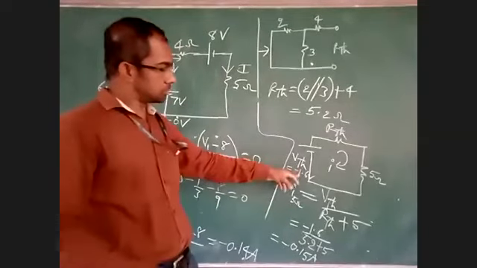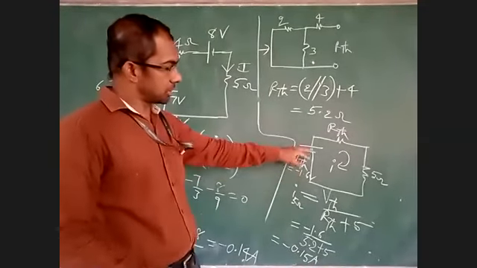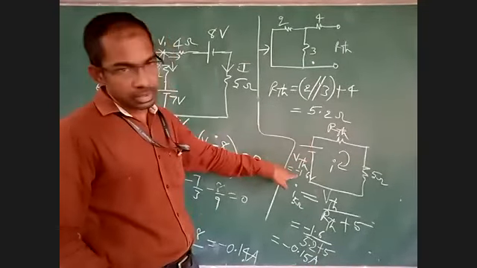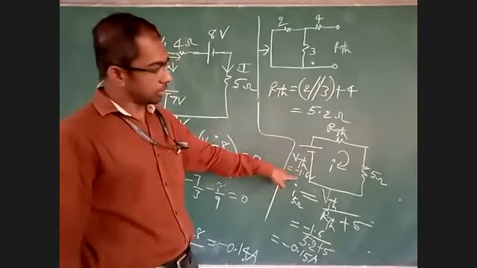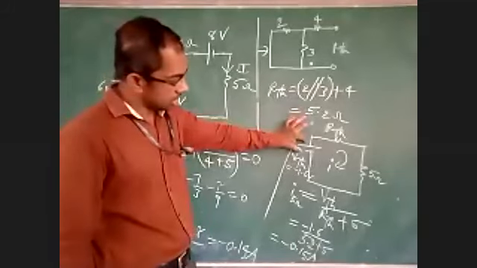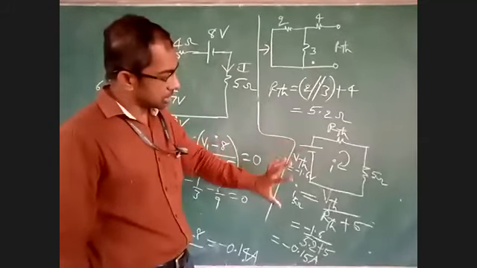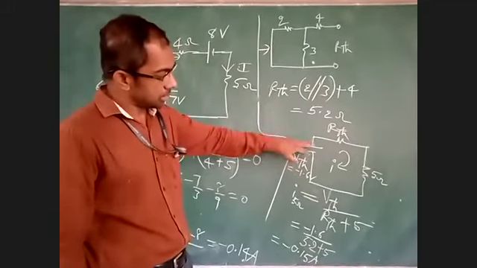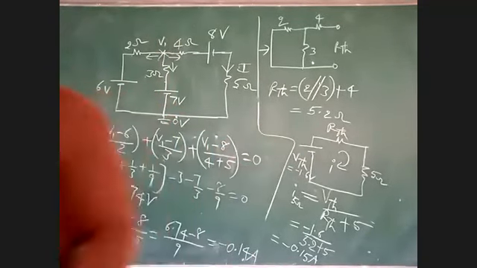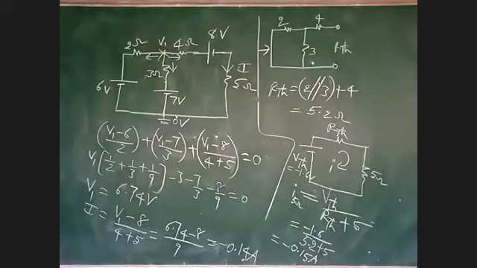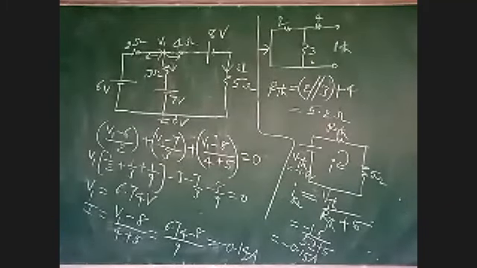If you interchange these terminals, it will be 1.6. If you are keeping as it is, VTH will be minus 1.6. If you interchange these terminals, it will be plus 1.6. Okay. Is it clear? Yes, sir.